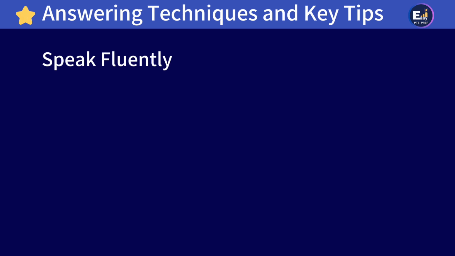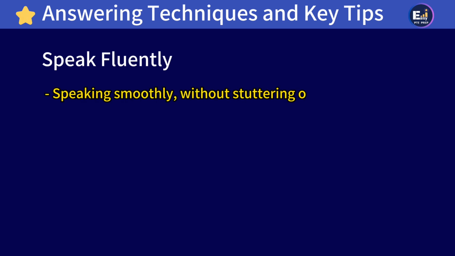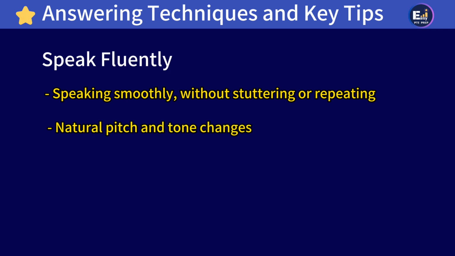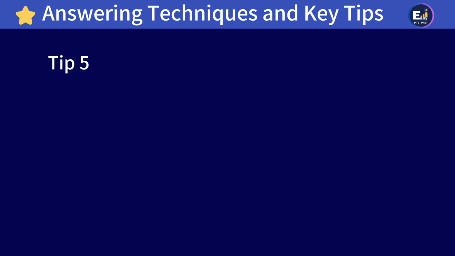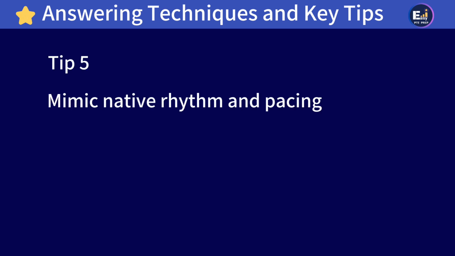In fact, in PTE, fluency means speaking smoothly, without stuttering or repeating. Natural pitch and tone changes. Steady rhythm that matches sentence meaning. So, even if you pronounce words correctly, a clear pause will lower your fluency score. And tip 5 is, mimic native rhythm and pacing.